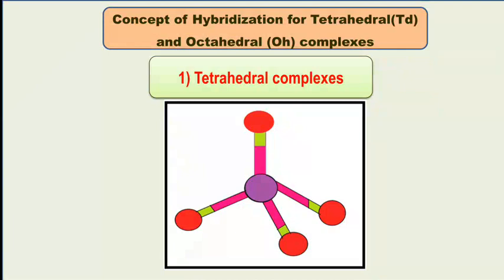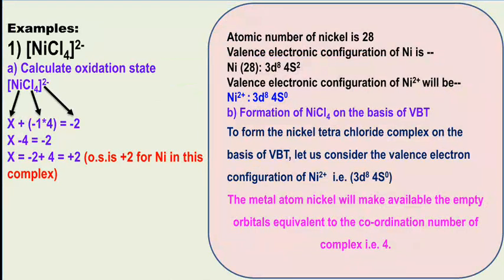Initially we will discuss tetrahedral complexes. So here is the first example. Most of the time the question will appear like: give the structure, bonding and magnetic property of the NiCl4 2- complex on the basis of valence bond theory. So what are the basic steps required to solve problems based on valence bond theory? Here is the first example, the NiCl4 2- complex.